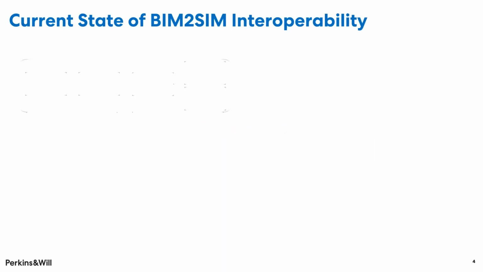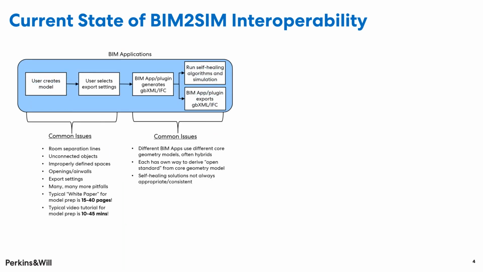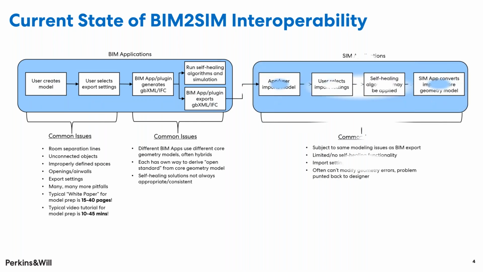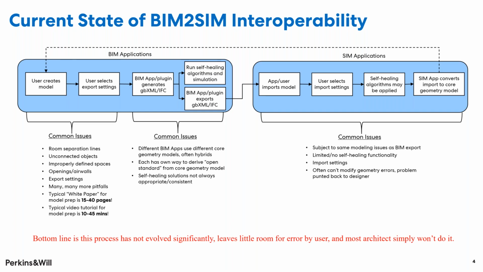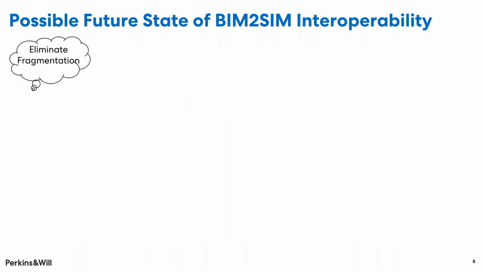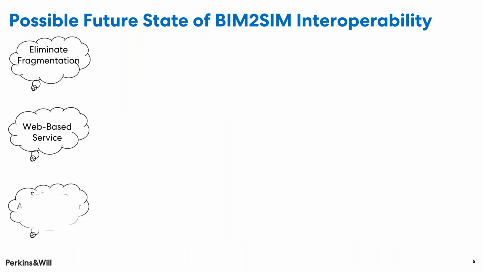I'm not going to go into current problems with this process. I know, when Jim talked about all the steps he was taking to ensure a clean file, our designers simply won't do that. And there's all sorts of challenges, from the unique geometry model, the BIM authoring application, to, of course, how you deal with room separation lines, unconnected spaces, et cetera. But the solution, at the end of the day, is going to require the user to go back and modify the BIM model, and they're just not going to do that. So one idea of how to make this happen: you eliminate fragmentation, you make it a web-based service, and you have a software architecture that allows for machine learning and artificial intelligence to be applied.